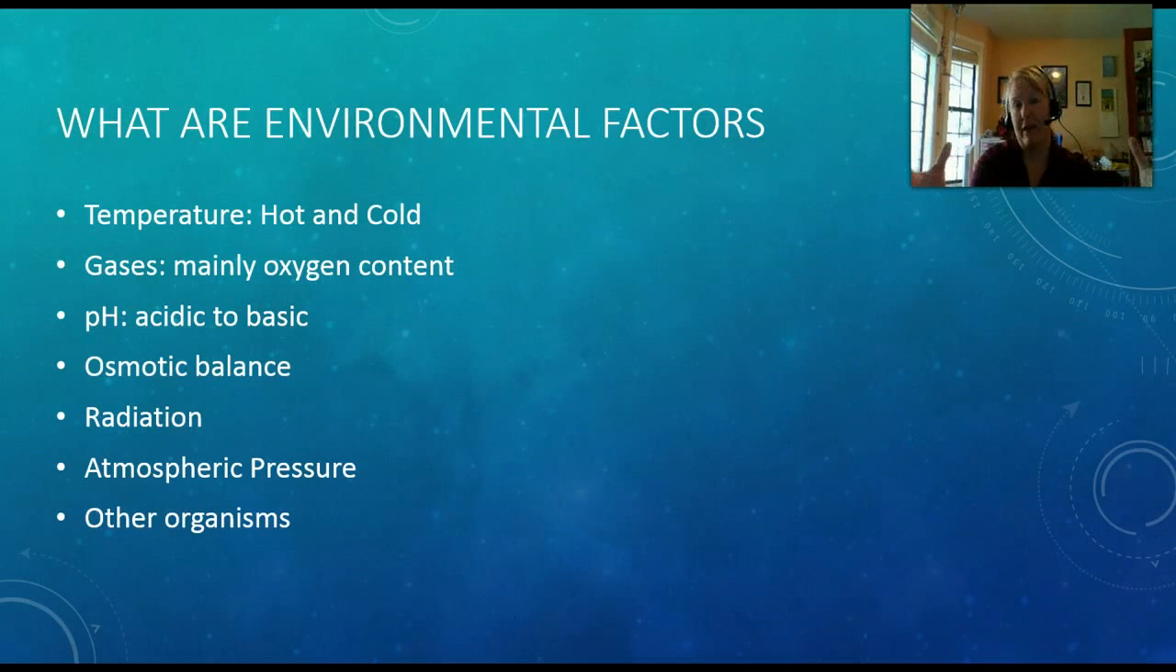So what are environmental factors? Most of these you probably could just name off the top of your head. Temperature, being too hot, too cold. Gases, mainly oxygen content, but we're going to talk a little bit about the needs of carbon dioxide for some microbes. pH, being too acidic, being too basic. Osmotic balance. We talked about osmosis in topic 1. Here we're going to talk about the balance of that. Radiation, atmospheric pressure, and then other organisms. So all of these things make up factors in the environment for microbes. They're all going to play a role, and we're going to go through each one of these in this topic.